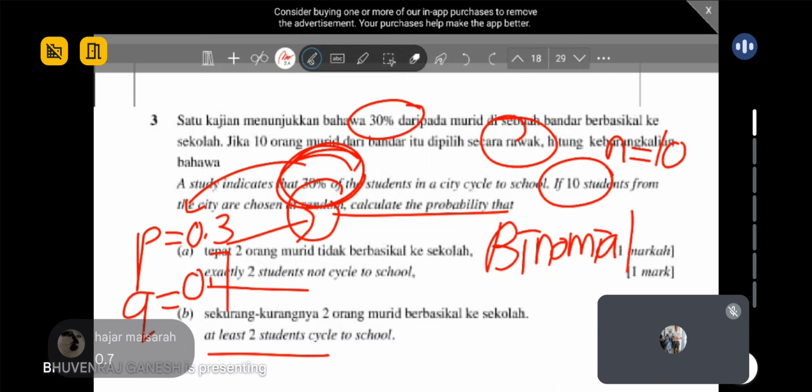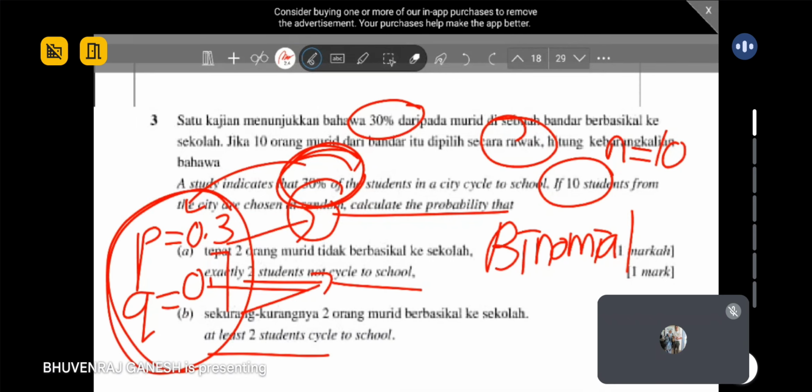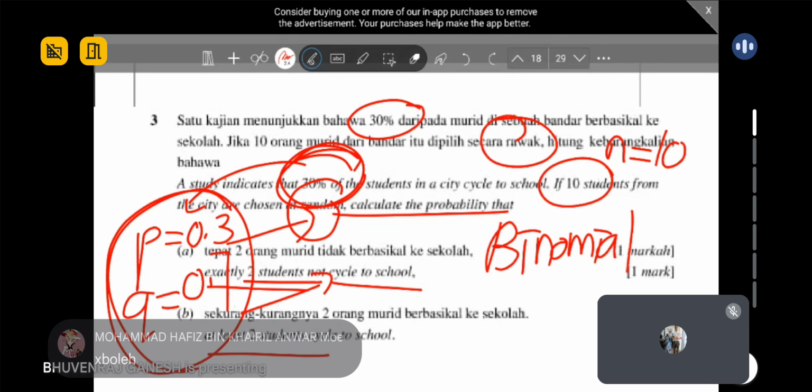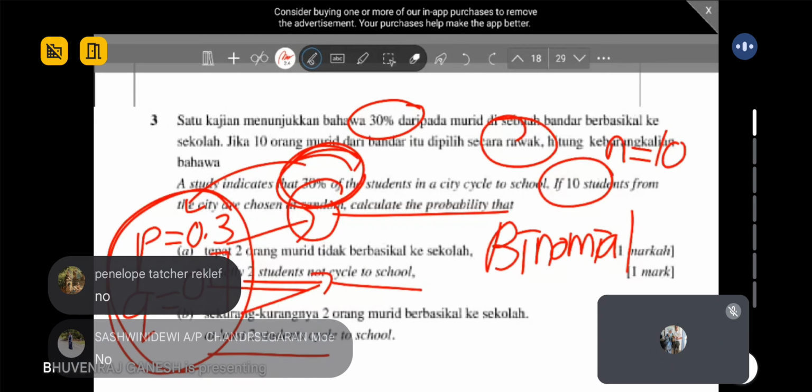Okay, so kamu dah analisis semua lah. So now you can read the question. So they say exactly 2 students not cycle to school. Okay, 2 orang murid tidak berbasikal ke sekolah. So guys, can I maintain this value for the first question? Boleh tak saya guna nilai ni untuk jawab soalan A? Yes or no? The rest? Yang lain? Yes or no? Okay, remember, cannot. Tak boleh.